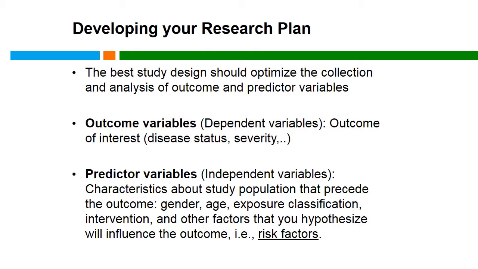I would suggest starting to think about your study design by considering your outcome and predictor variables. Recall from a previous lecture that the outcome or dependent variables are those outcomes of interest to you, including health status, disease severity, mortality, etc. The predictor variables or independent variables are those characteristics about the study population that are associated with the outcome. These might include gender, age, exposure, an intervention you did, or other factors that you hypothesize to be associated with your outcome. The best study design is going to collect these variables and allow for the strongest analysis of their association.